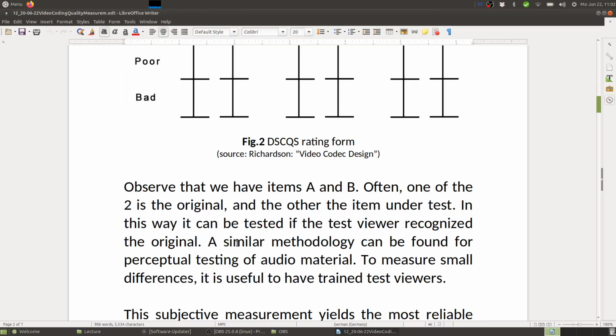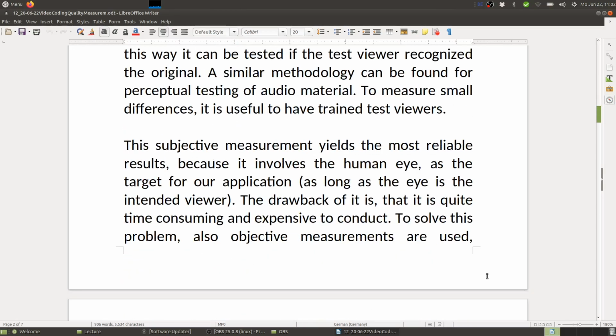A similar methodology can be found for perceptual testing of audio material. To measure small differences, it is useful to have trained test viewers, viewers who know where to look. The subjective measurement yields the most reliable result because it involves the human eye as the target for our application, as long as the eye is the intended viewer. The drawback of it is that it is quite time-consuming and expensive to conduct.